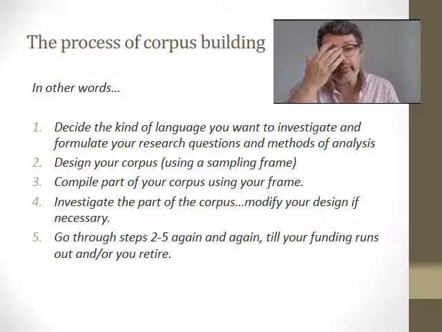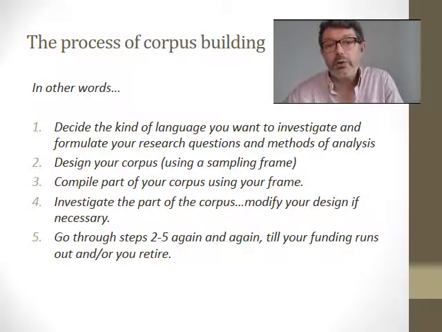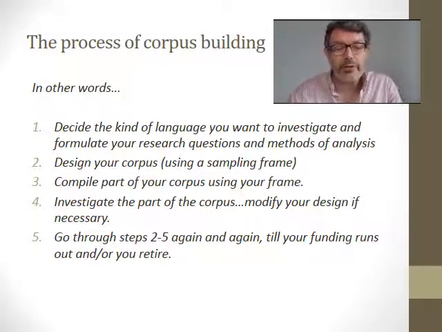In other words, first of all, you define the kind of language you want to investigate, and you formulate your research questions and methods of analysis. Then you design your corpus using a sampling frame. We'll come back to that shortly. Next, you compile part of your corpus using your sampling frame. Then you investigate that part of your corpus, modifying your design if necessary. Finally, you go through steps 2 to 5 again, and possibly again, until your funding runs out, or you retire, or you graduate, or whatever.